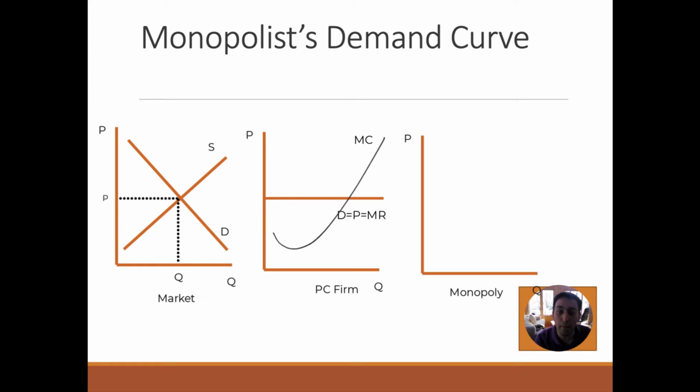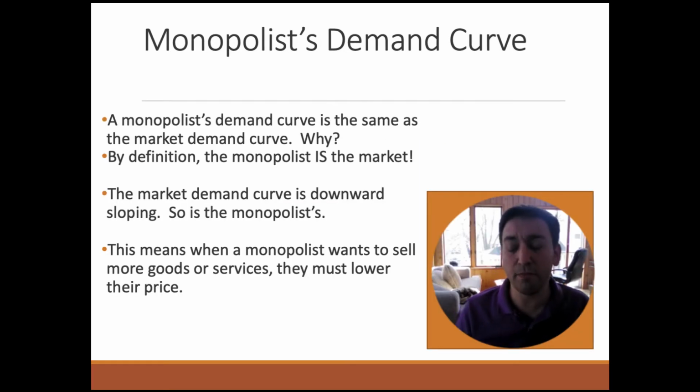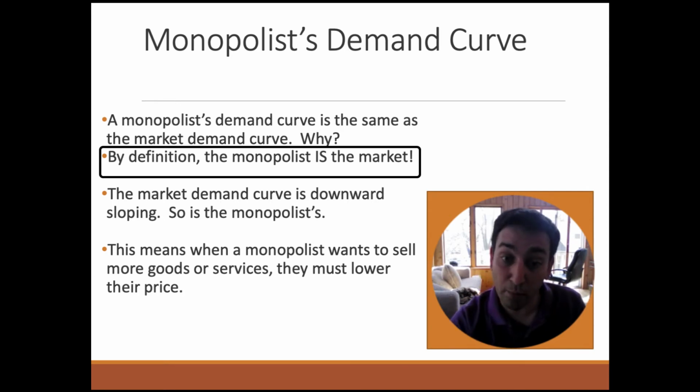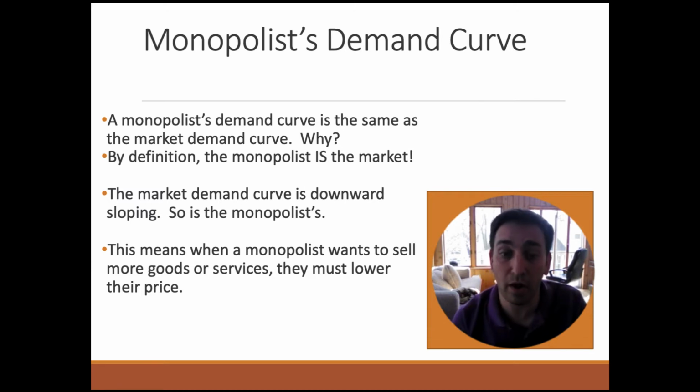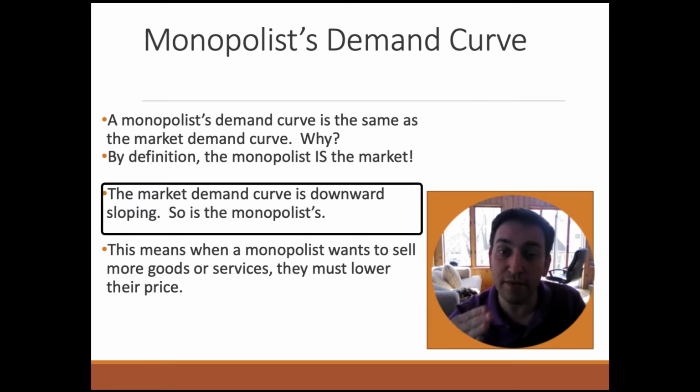What does the monopolist demand curve look like? Well, that's a good question, but it turns out that the firm is the market. They're the only ones there. So the market demand curve is exactly the same as the firm's demand curve because the firm is the market. So given that the market and the firm have the identical demand curve because the firm represents the market, they're the only ones in the market, what it means is that the demand curve is downward sloping.